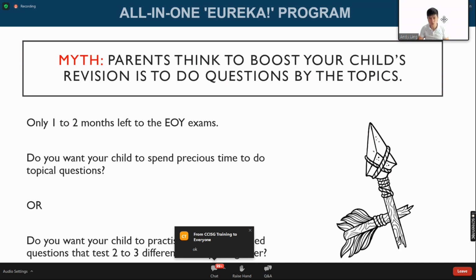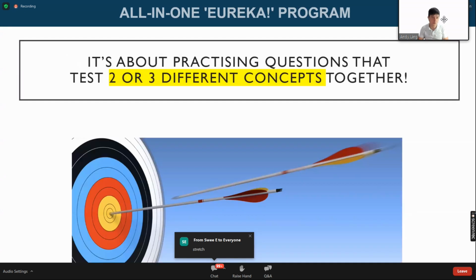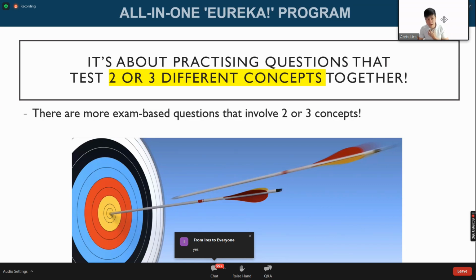So what do I mean by more difficult questions? Usually they combine 2 or 3 concepts together. Have you seen such questions before? You may have not seen, or you may have seen. Don't worry, I'll share with you some examples. Parents, it is about practicing questions that test 2 or 3 different concepts together. And currently, the trend is that there are so many application-based questions, and sometimes real-life application-based questions involve multiple concepts. Don't believe? Don't worry. Let me show you an example.